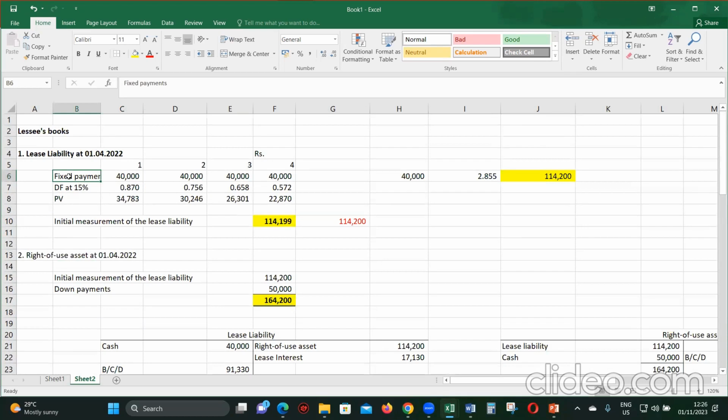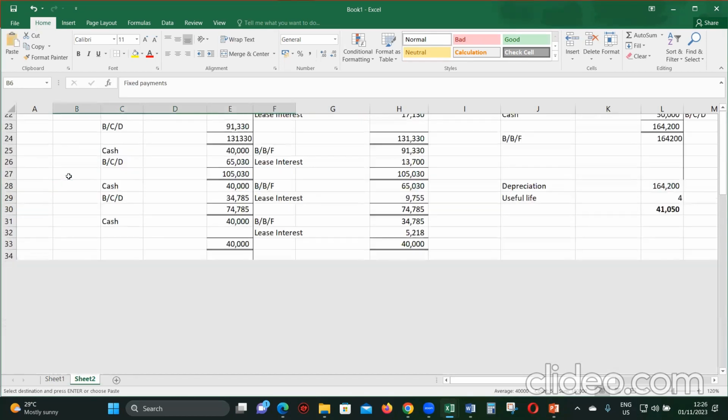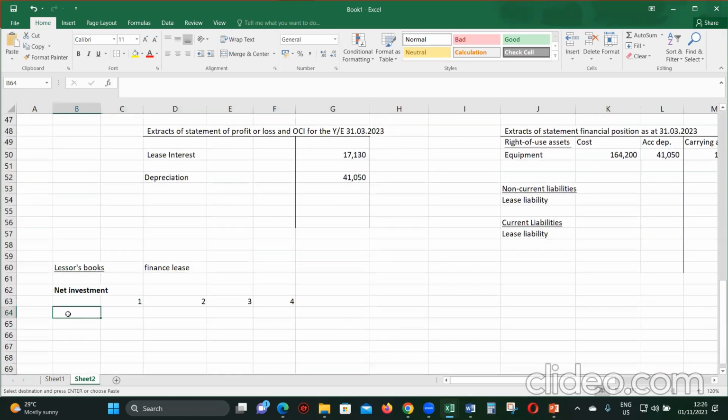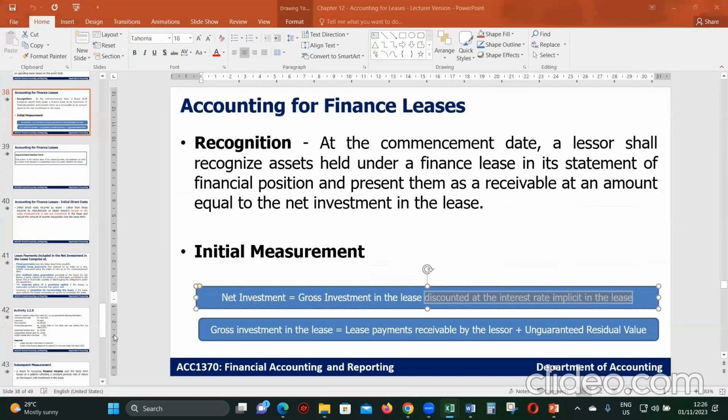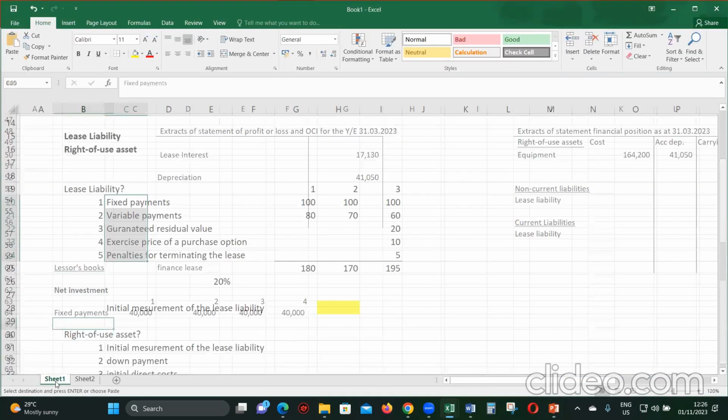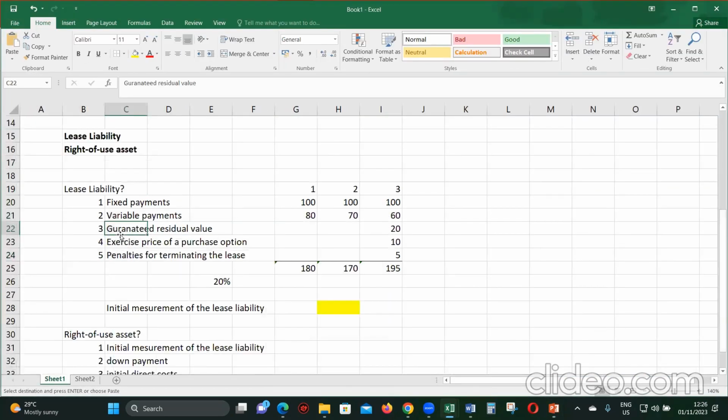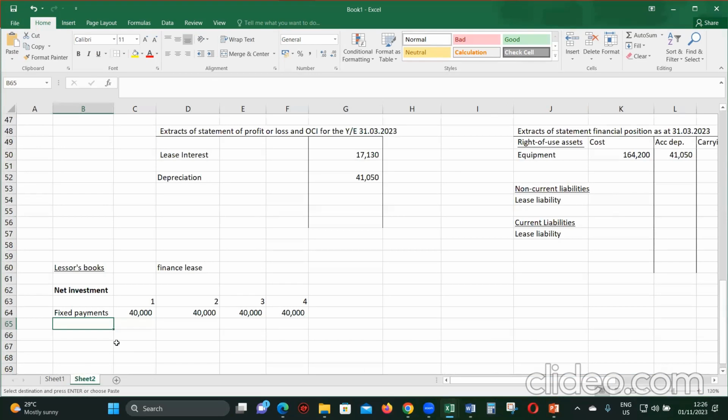So, in this question, if you can remember, we have only the fixed payment, that is 40,000. So it directly comes here. There are no changes. Do we have variable payments? No, right? We don't have variable payments. What else? Do we have guaranteed residual value? No. Do we have exercise price? No. Penalties? No. Then only the fixed payments.